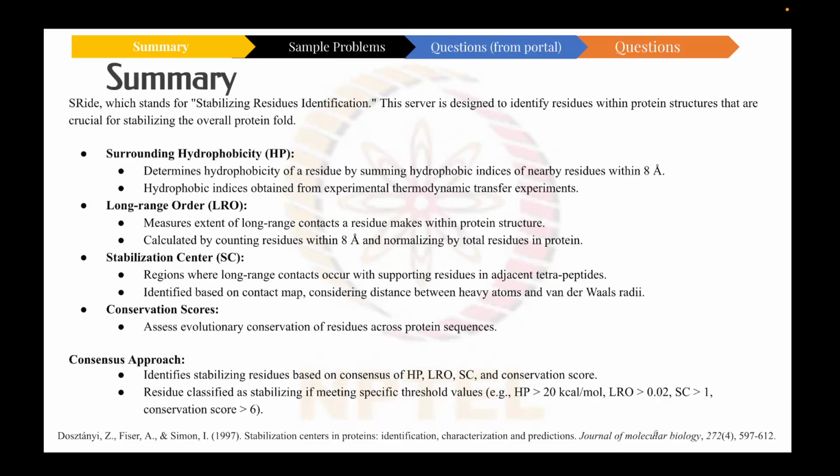Then we have conservation scores, which assess the evolutionary conservation of residues across different protein sequences. Highly conserved residues are more likely to play critical roles in protein structure and function. Conservation scores are obtained by comparing the sequence of the protein of interest with sequences of the SwissProt database using a homology-based alignment approach.